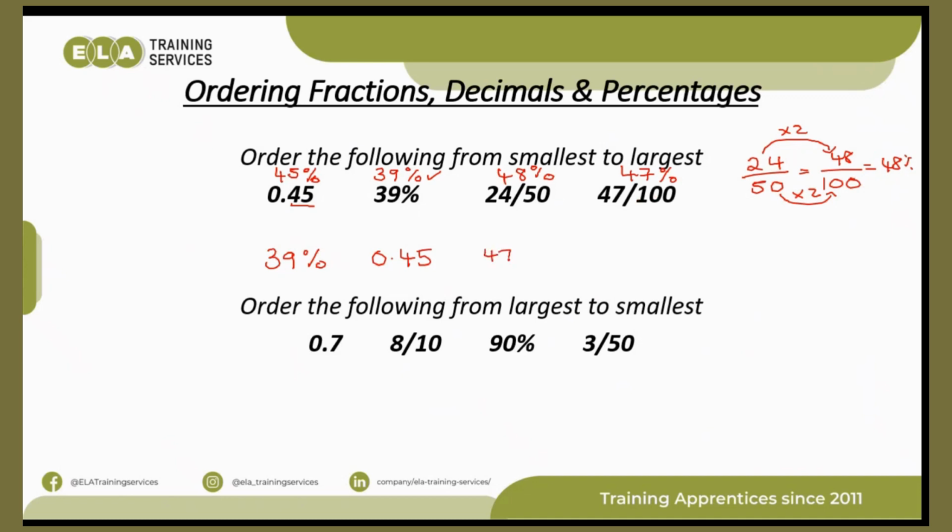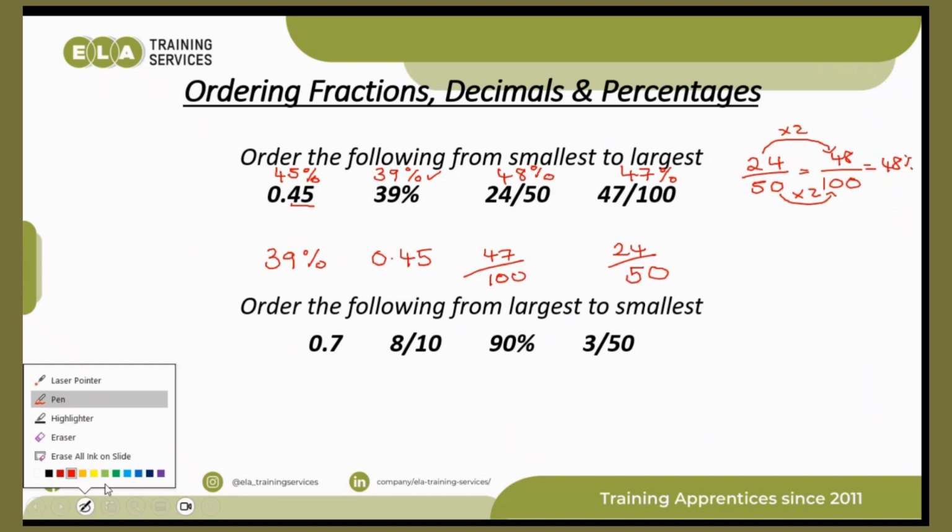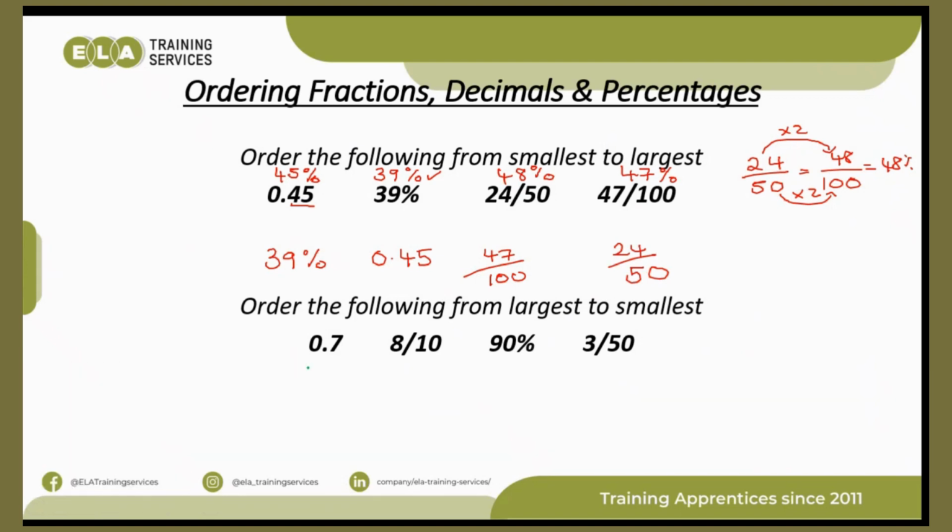Then we've got 47 over 100. And then 24 over 50. And that is our first set done. We're then going to have a look at our second set, but this time we're going from largest to smallest.